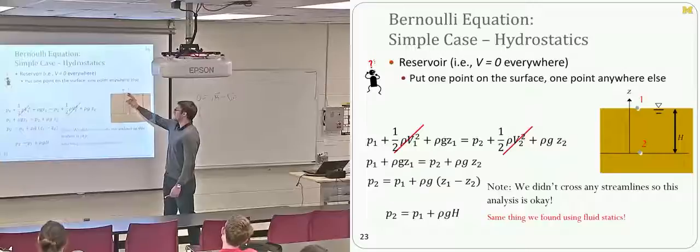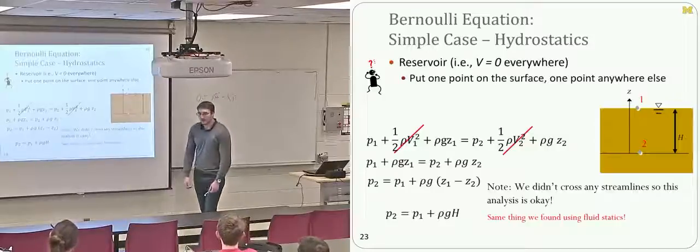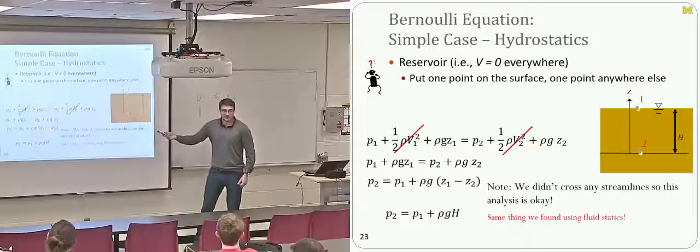Right? So you might imagine that under very small inviscid motions, point 1 here might circulate down to the bottom, point 2 might find its way back up. But if the velocity is 0 everywhere, you can apply the Bernoulli equation between any 2 points. Okay.